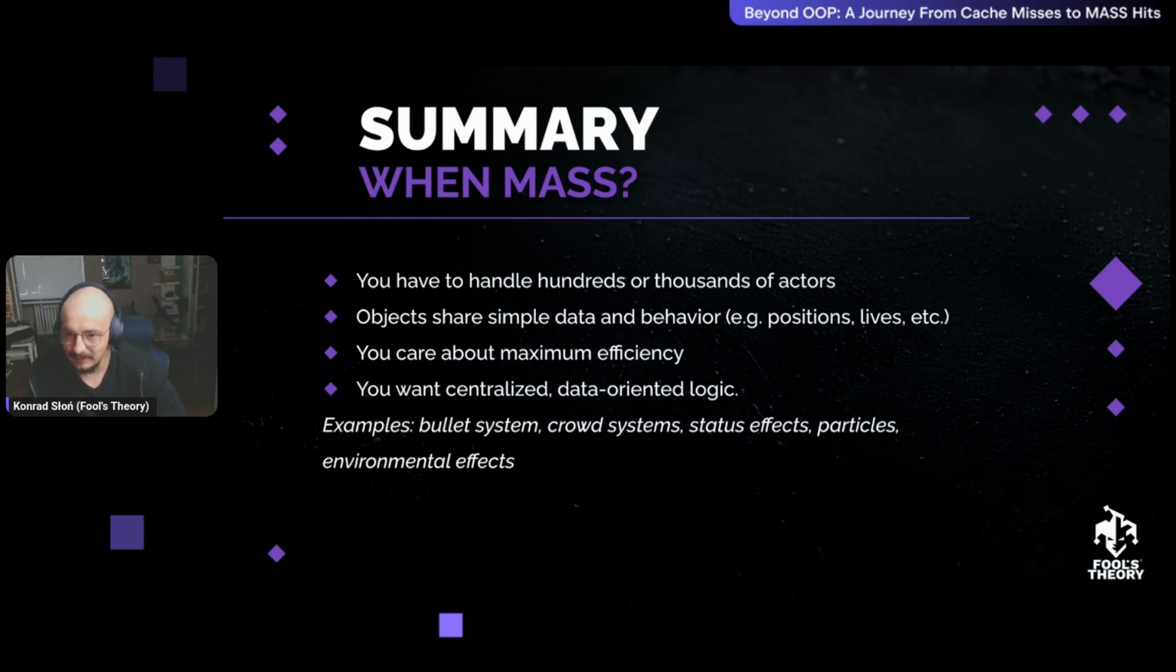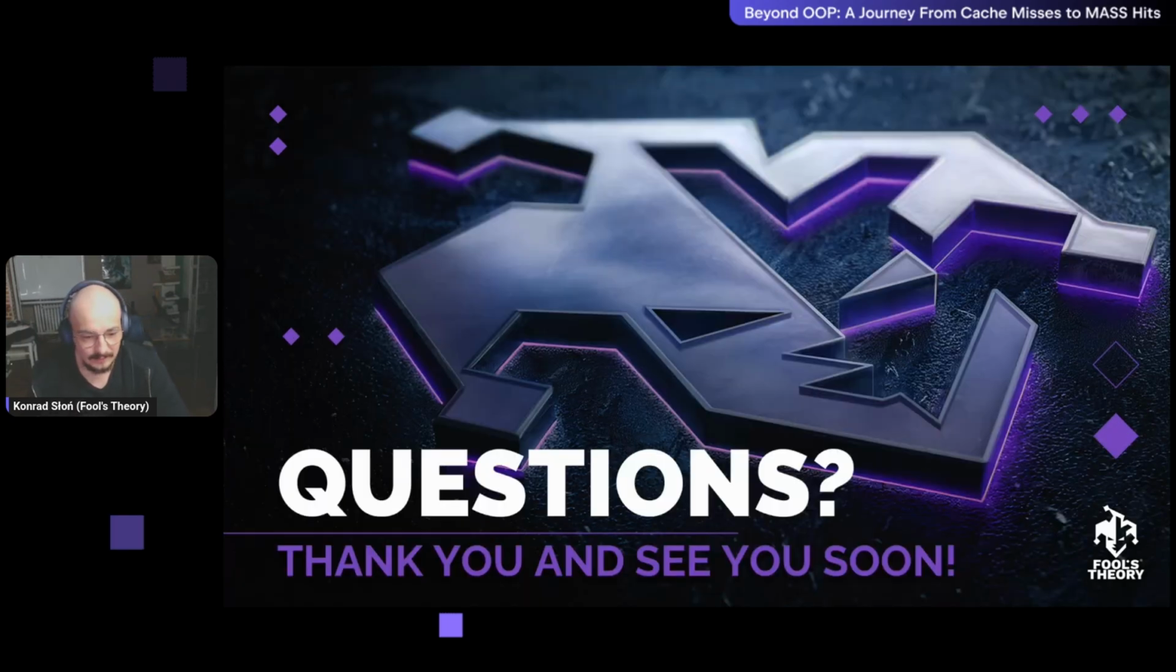So I would say OOP for uniqueness, and mass for something that should be treated as a group by your code. And that's everything from me. Thank you for your attention, and I hope you're still with me with that technical stuff.